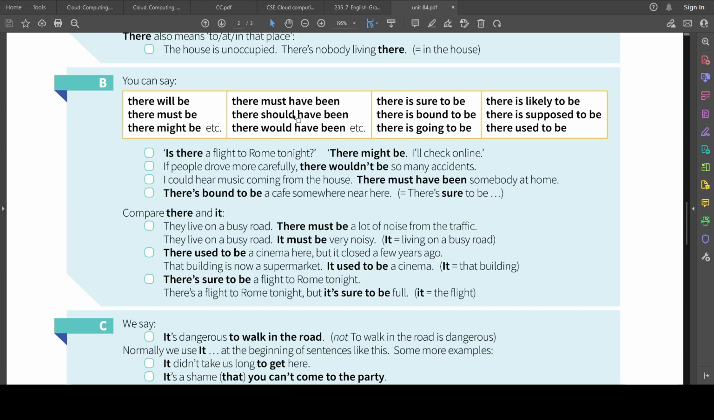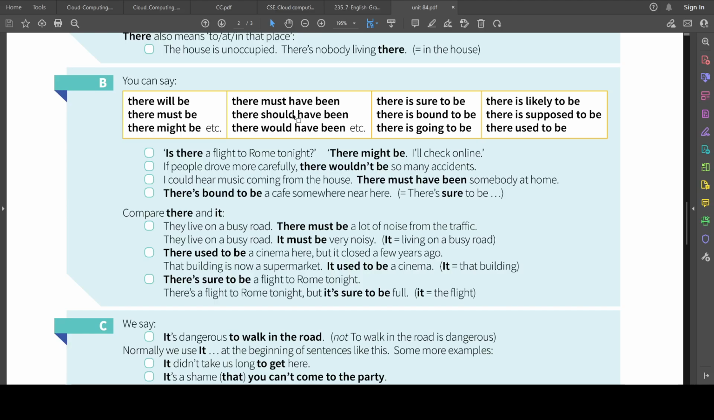And the same way, there is sure to be, there is bound to be, there is going to be. There is sure to be, there is bound to be means the same. It's like it's probably. We're talking about the probability. There is going to be. We're talking about that something it's clear that's gonna happen. There's likely to be. We're talking about the probability as well, like a 50-50. It's like a probably happen.